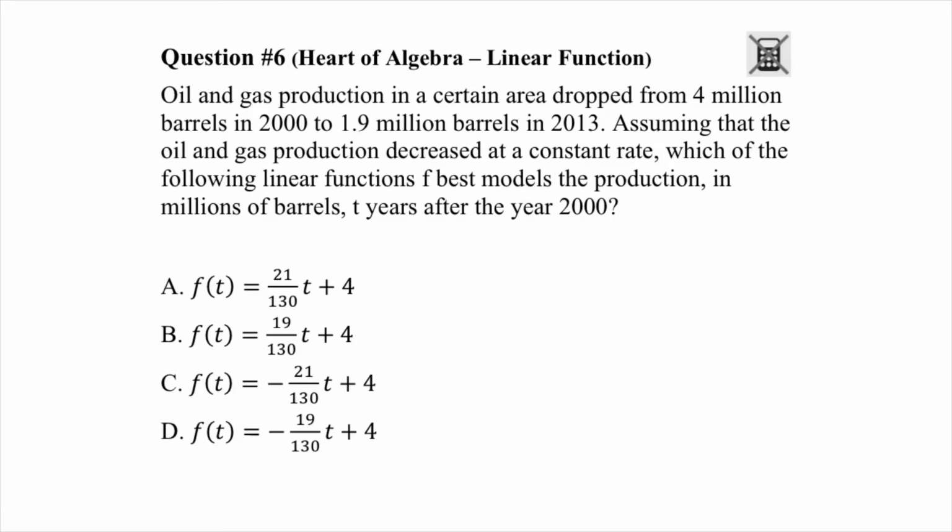Hi everyone, this is question 6, heart of algebra linear function question. We are not able to use a calculator for this question. Alright, so it says oil and gas production in a certain area dropped from 4 million barrels in 2000 to 1.9 million barrels in 2013.